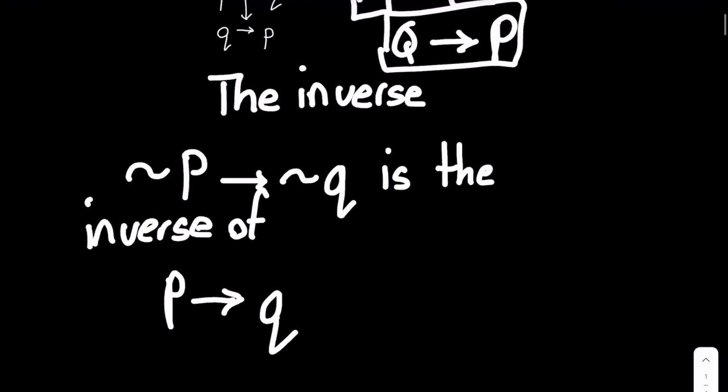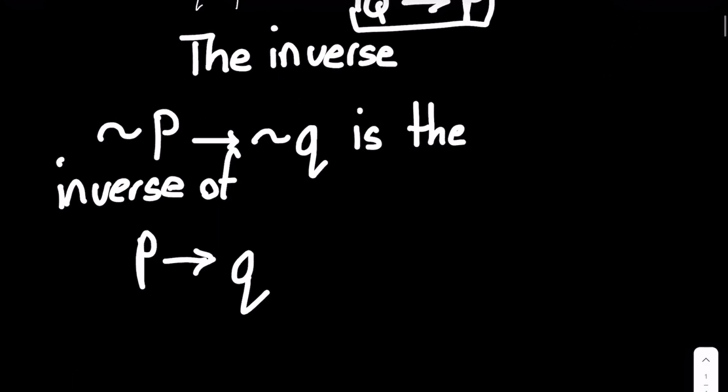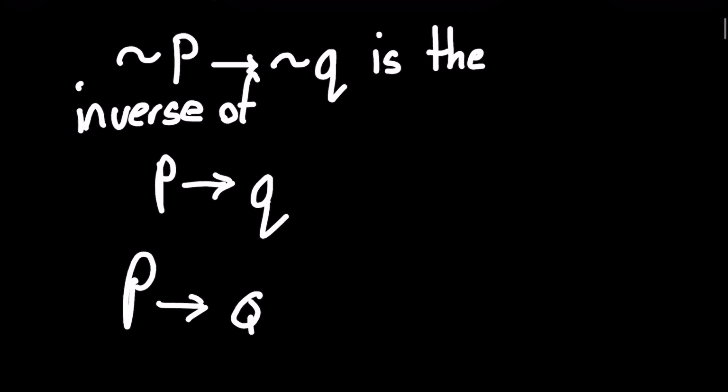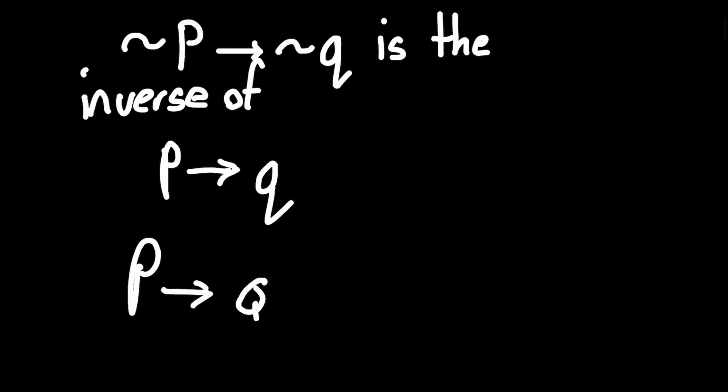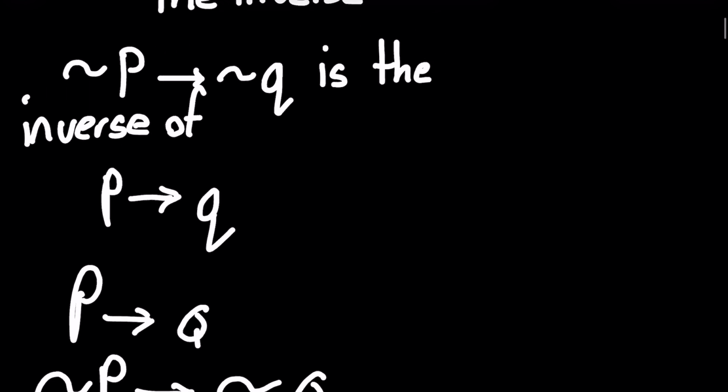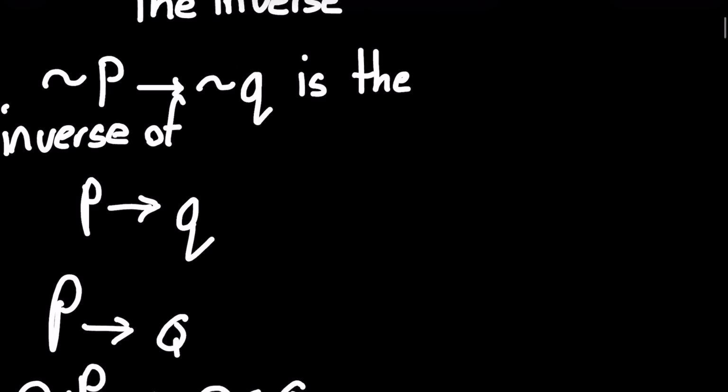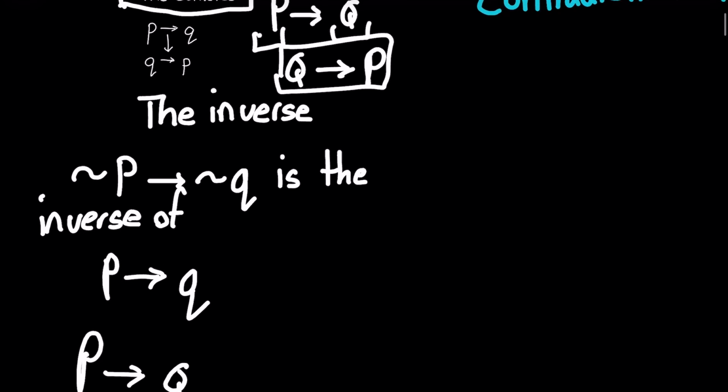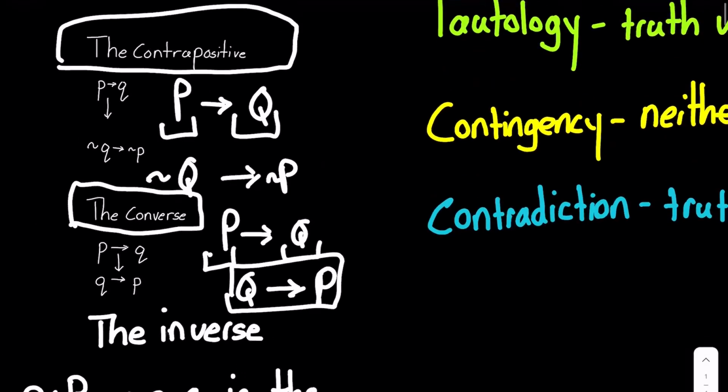Okay, so if we had P, then Q, and we wanted to find the inverse of this, we would just negate both sides. So we'd say the negation of P, then the negation of Q. Okay? And yeah, that's all the inverse. Inverse, you just change the signs. The converse, you just change the position. And the contrapositive, you change both sign and position.